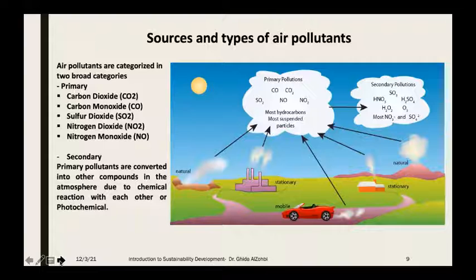What are the types of air pollutants? There are 2 types of air pollutants. One we call primary, and the second we call secondary. What is the difference between them? Primary pollutants are carbon dioxide, carbon monoxide, sulfur dioxide, nitrogen dioxide, and nitrogen monoxide. Primary pollutants are converted into other compounds in the atmosphere, and they become the secondary pollutants. Why? Due to chemical reaction with each other or photochemical reaction.